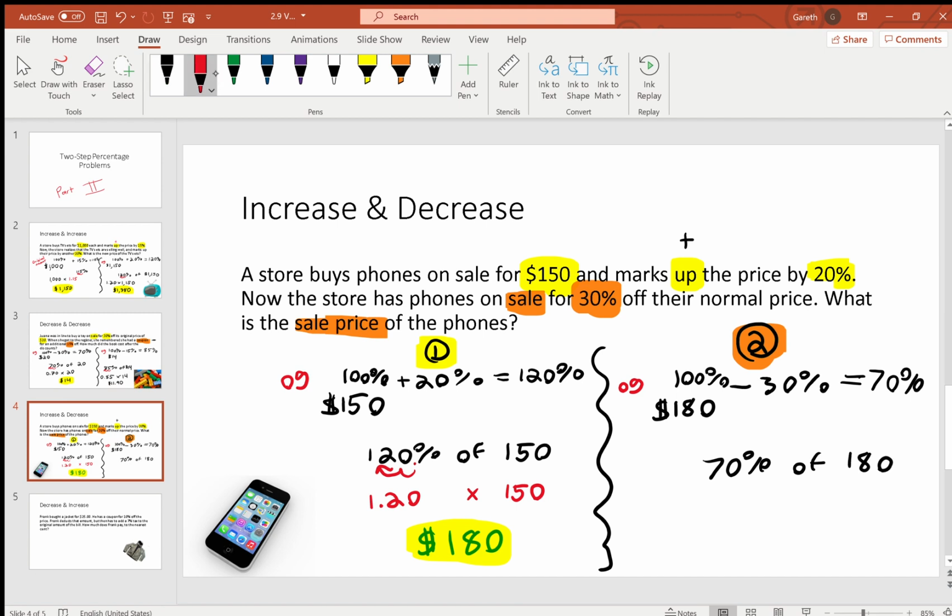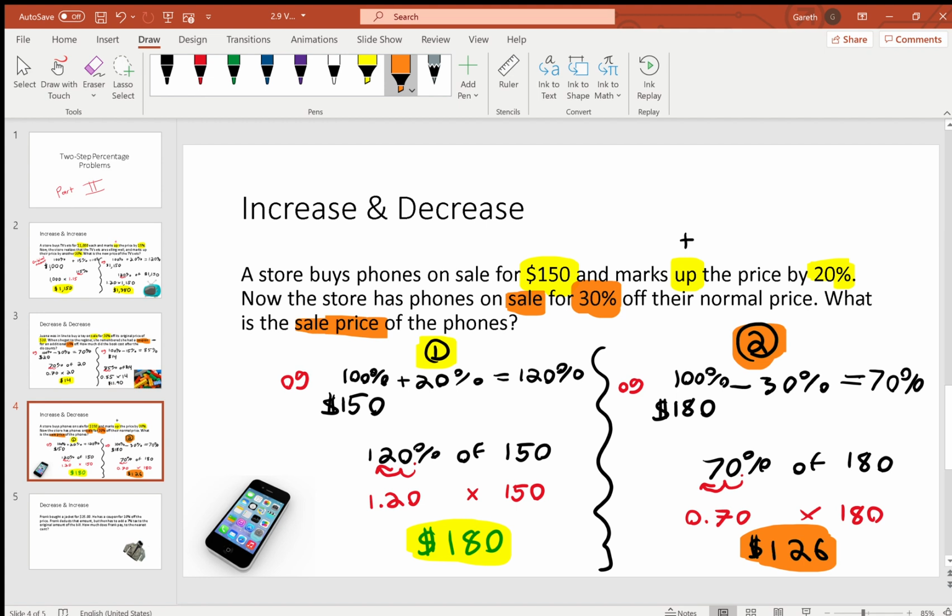We're going to take 70%, make the percentage into a decimal. This becomes 0.70 times 180. Okay, so we're going to put up the calculator one last time, and that's going to be 0.70 times 180. Voila. The answer is 126. The store is now selling the product at $126.